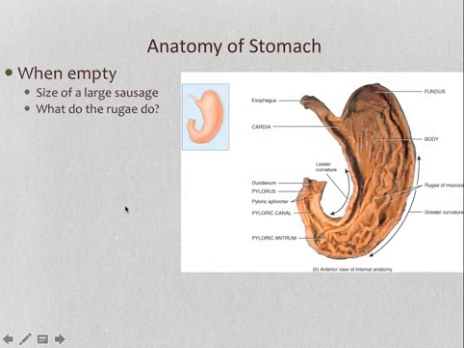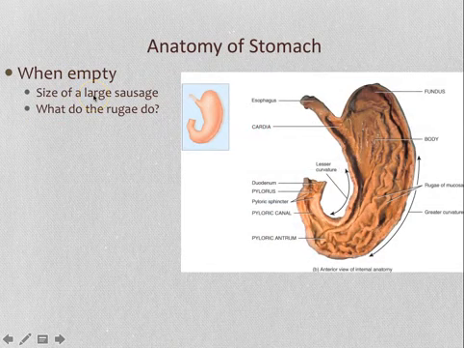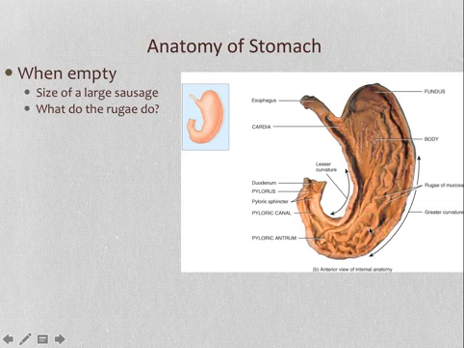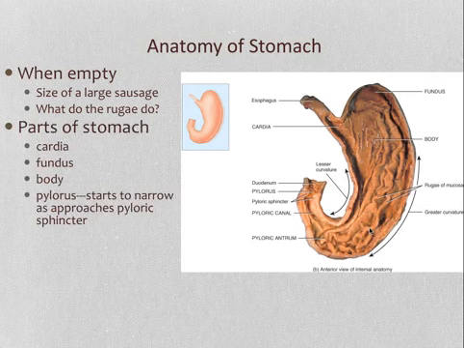Okay, so just take a quick look at the anatomy. When it's empty, it's about the size of a large sausage. And then you can see all the rugae. Those are the folds in the stomach. So basically, the rugae are there for extra surface area. So when you eat, it allows the stomach to expand. Right? And then we have the different parts of the stomach.